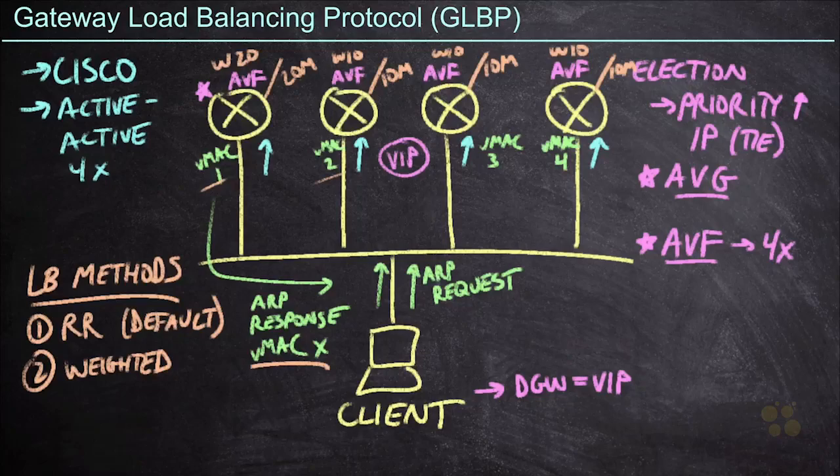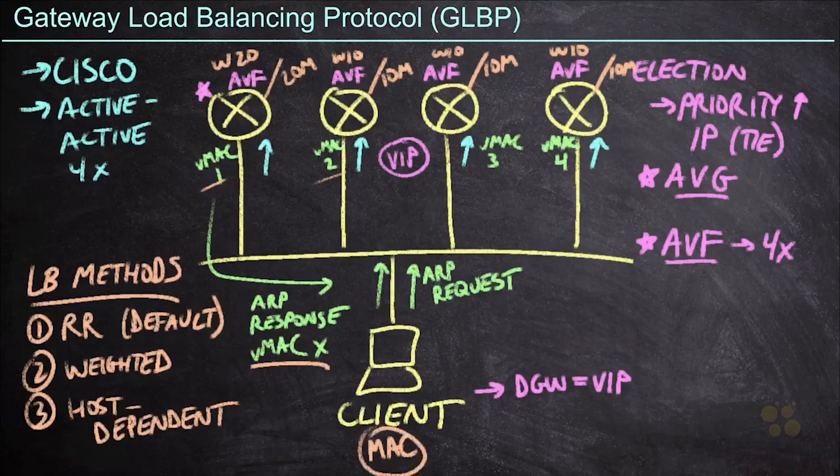Now, the third methodology is something we call host dependent. The goal of host dependent is to always make sure the client receives the same virtual MAC address. So if it shows up one day and it's given a VMAC of 1, then when it comes back the next day, it needs to also be given VMAC 1. The way we're going to do that is we're going to check the MAC address of that client when it registers, and we're going to base our VMAC response on that MAC.